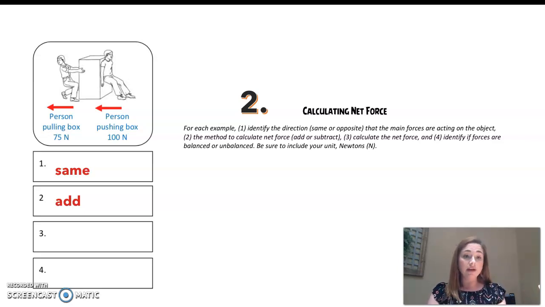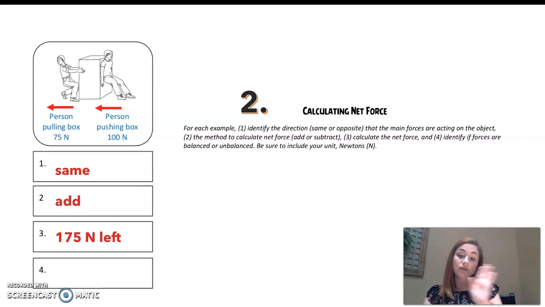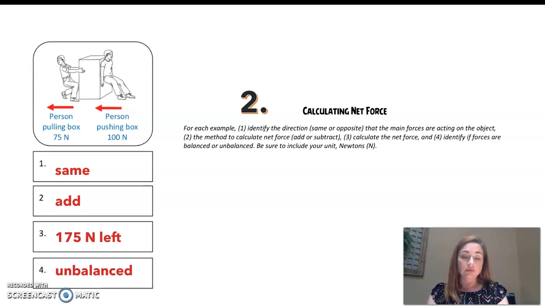Well, we have 75 newtons is the guy pulling, 100 newtons is the guy pushing, and if we add those two together, we're going to get 175 newtons and it's moving to the left because that's where the stronger force is. Then we decide, is it balanced or is it unbalanced? Well, there is movement. There is a value for newtons, so that means unbalanced. So type these answers into your worksheet if you haven't already.